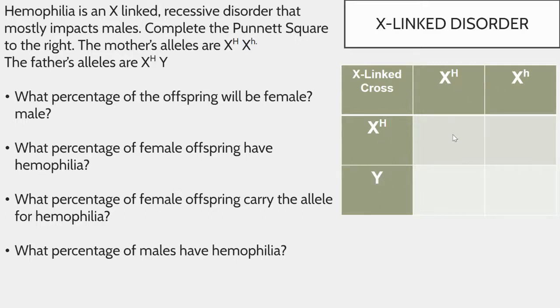So when we cross this, we get an X with a big H from mom and an X with a big H from dad. For this possible child, we get X with a little h from mom and X with a big H from dad. So these two children that would have been possibly created are both females because they're both XX.